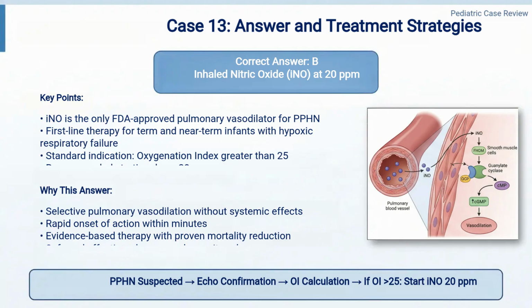Inhaled nitric oxide acts as a selective pulmonary vasodilator with minimal systemic effects, has a rapid onset of action within minutes, and has proven mortality reduction in clinical trials. The management algorithm flows as follows. Suspect PPHN, confirm with echocardiography, calculate oxygenation index, and if the index exceeds 25, start inhaled nitric oxide at 20 parts per million.